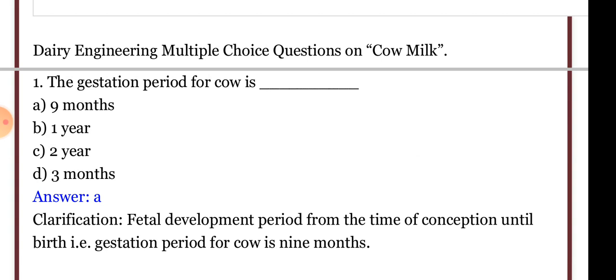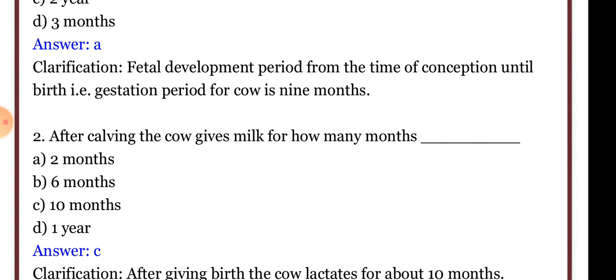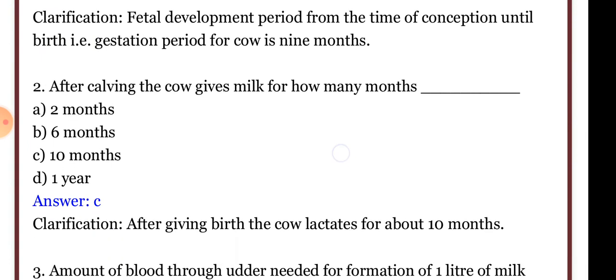The gestation period for cows is 9 months. After calving, the cow gives milk for approximately 10 months. After giving birth, the cow lactates for about 10 months.